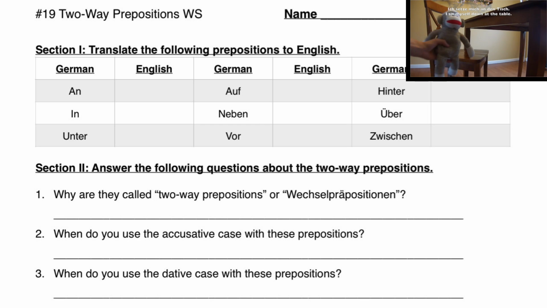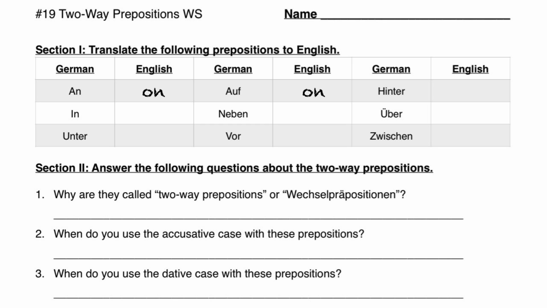First off, there are 9 of them: an, auf, hinter, in, neben, über, unter, vor, and zwischen, and we need to figure out what these things mean. So, first one on the list is an, which means on. Second one on the list also means on, and that becomes kind of a problem.